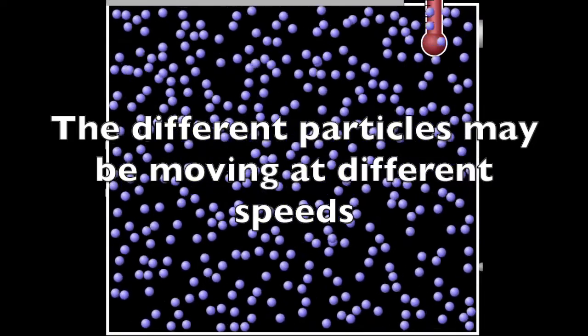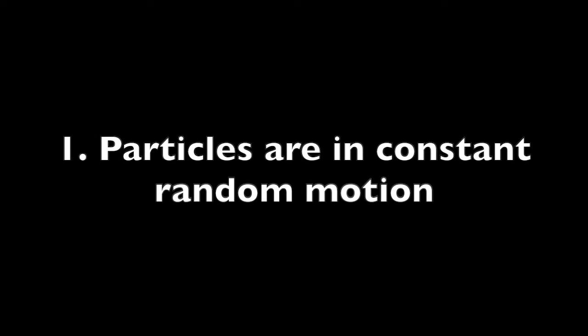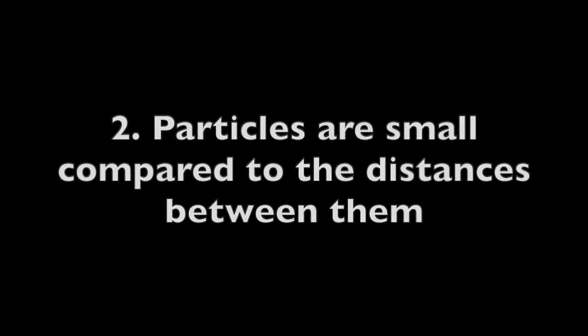Kinetic molecular theory is based on 5 postulates. First, gases are composed of molecules that are in constant random motion, traveling in straight lines until they collide with other molecules or walls of the container. Second, molecules in a gas are small compared to the distances between them. Third, pressure exerted by a gas in a container results from collisions between the gas molecules and the container walls.